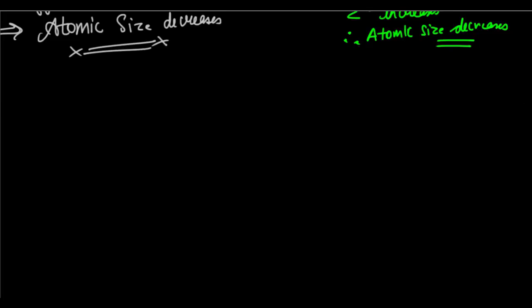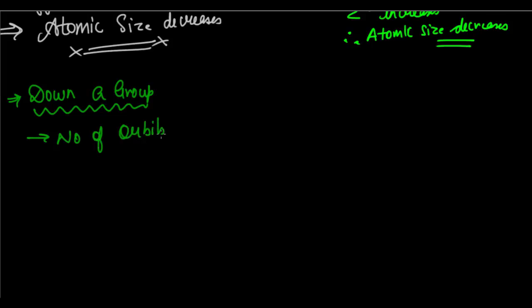Now let's come down a group. Down a group, it's pretty simple to understand. Why? Let's see. Down a group, basically the number of orbits increases. As we go down a group, the number of orbits in the configuration keeps increasing, because as we go down a group, the period numbers keep changing and hence the number of orbits keeps increasing. So as the number of orbits increases, obviously the size of the atom will keep increasing. That's pretty obvious to understand. Hence you can say that atomic size increases.